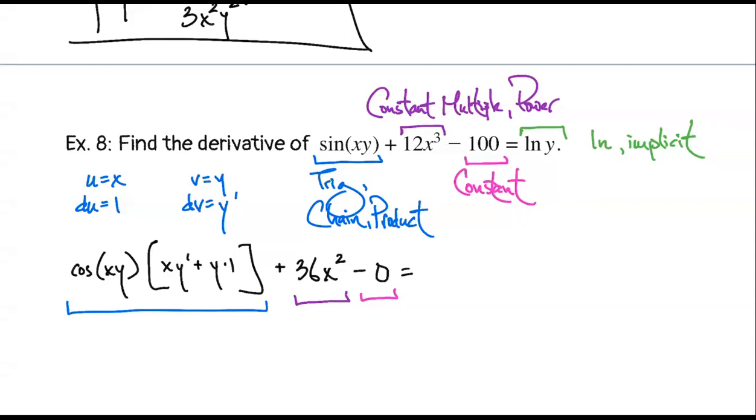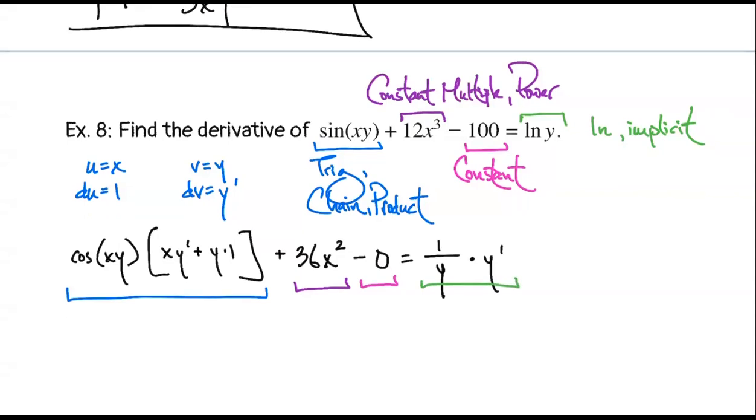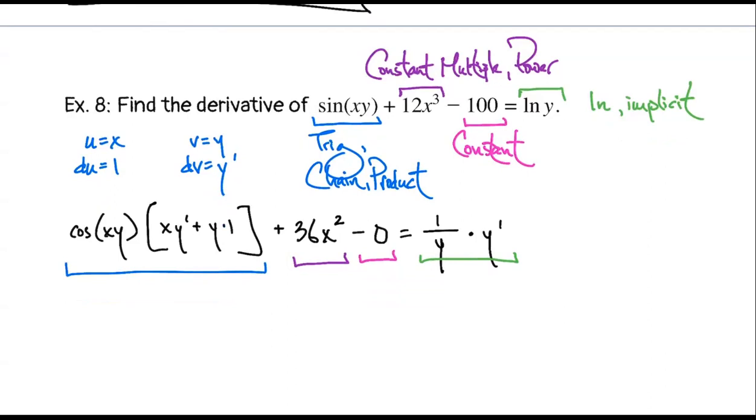Is it 1 over y prime? It is indeed 1 over y. That's my derivative of the natural log, but because it's a y, times y prime. Okay? And that corresponds to the green part. All right? So if I were working through this problem, I would make sure that I pause and double check this step before I move further, because the calculus is done. And so if I've done that wrong, then the algebra is going to be wrong.